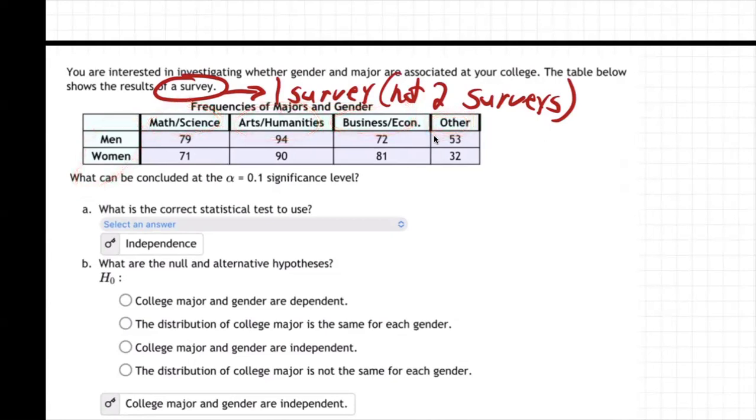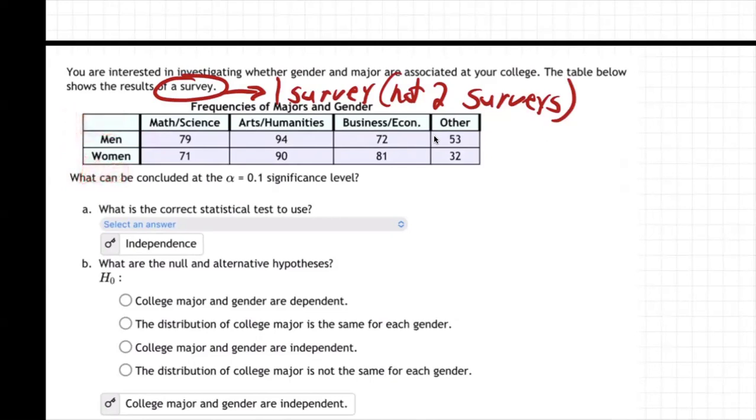That's different than if they went out and said, "Okay, let's get 100 men and ask them their majors, and let's get 100 women, do a second survey of 100 women." That would be two different surveys. I know this is a subtle difference, and it's kind of hard to tell, but it matters, and you've got to pay close attention. It's a different situation if we have two separate groups. If we specifically said let's go ask 100 men what major they are, then we'll ask 100 women, they didn't do it that way.